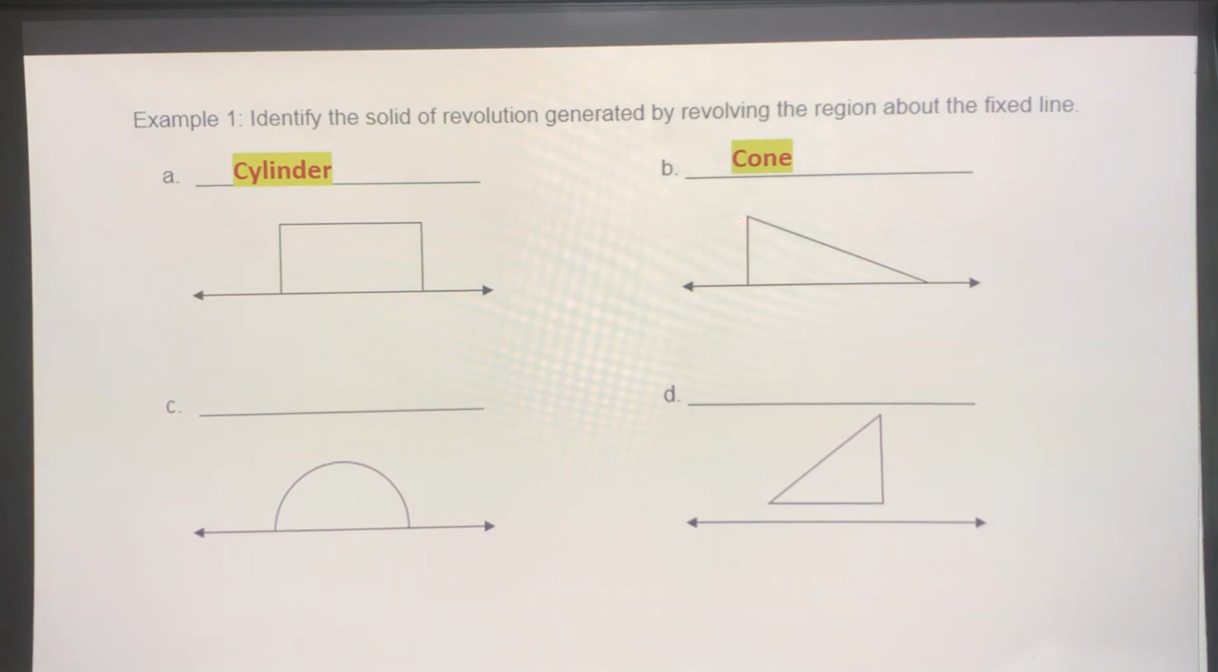Again, the length perpendicular to the axis is the radius. So here's our axis, and this is the length perpendicular. This will be our radius. This distance that touches or is parallel to the axis is the height of the solid. So in this case, we would have a cone. In the bottom left, this distance right here, perpendicular to the axis, is going to be the radius in this case. So we are going to end up rotating this and creating a sphere.